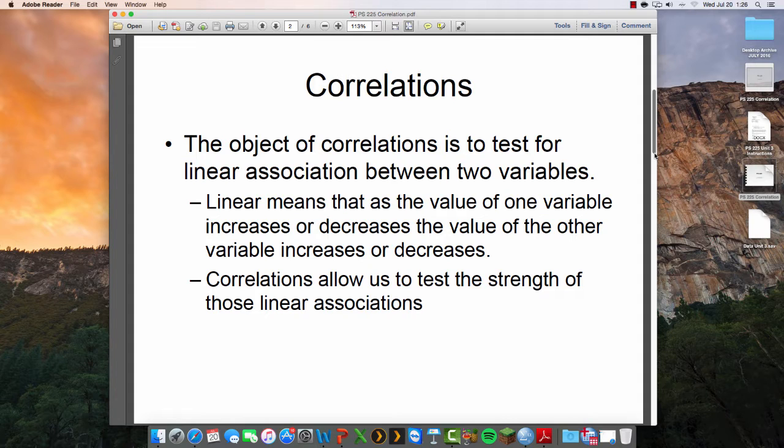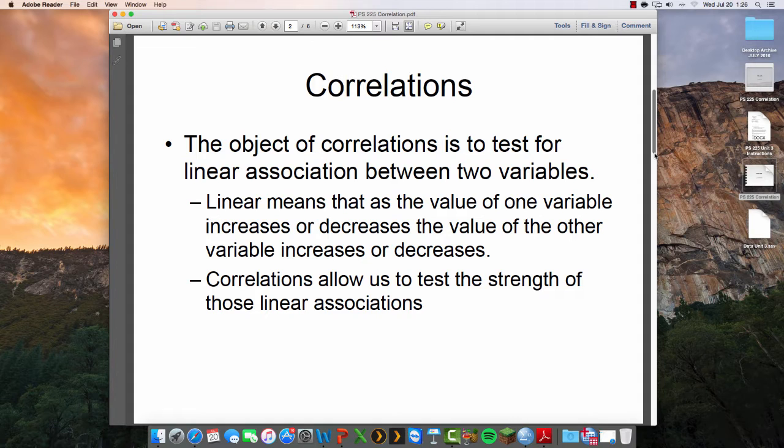Of course, when we say linear association, we mean that there's a link, an association, a relationship between the two variables in question that takes on, at least to some extent, the form of a line. And the stronger that linear association, the more line-like that relationship is. So when we have a linear association, we say that one variable increases or decreases in value as the value of the other variable increases or decreases. And we'll talk about the character of these relationships in a minute.